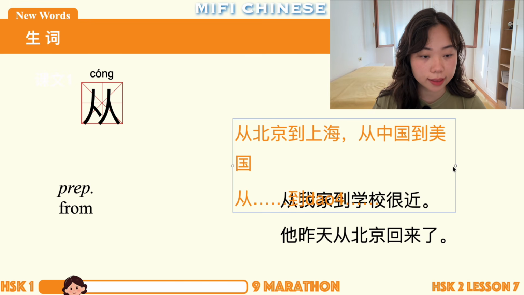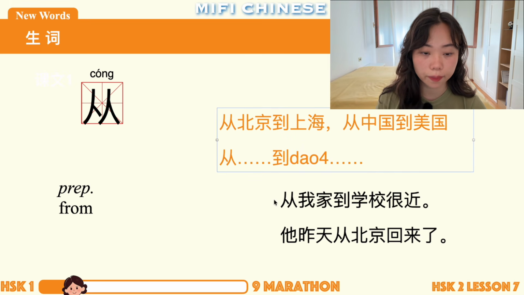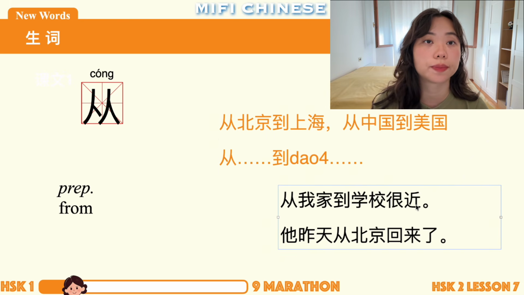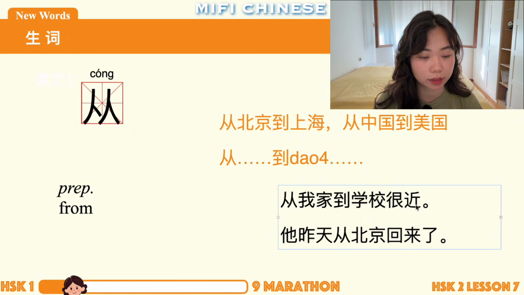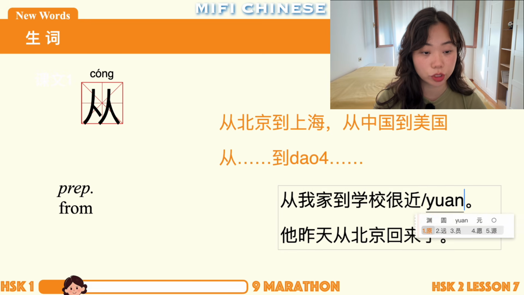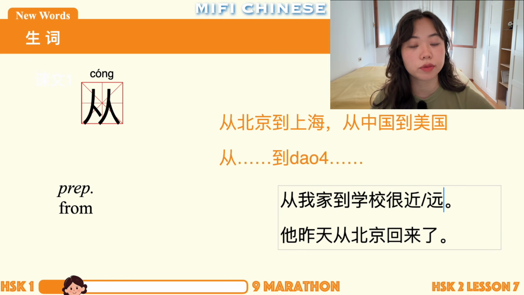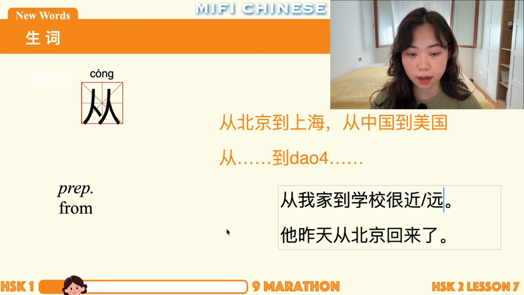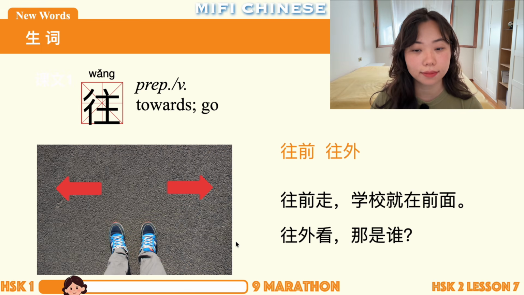Okay. And then let's see the sample example sentences. 从我家到学校很近, so from my home to the school is very close. 近 is what? 近, very close, right? Or you can also change 近 to 远, which is very far, right? 近 and 远, you can remember these two as a pair, close and far. And then 他昨天从北京回来了. He came back from Beijing yesterday.